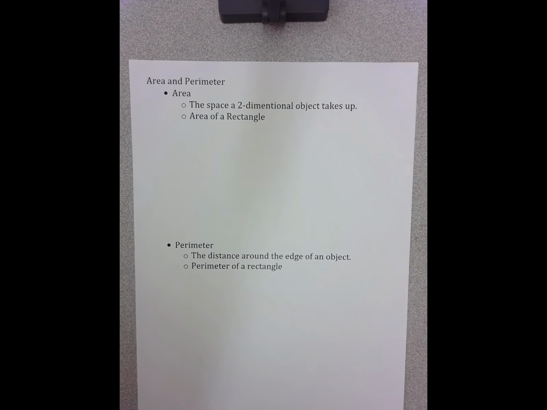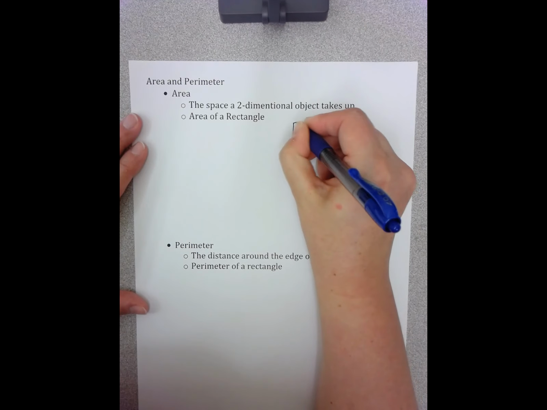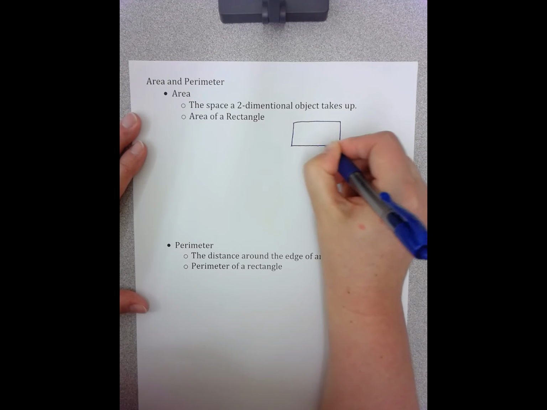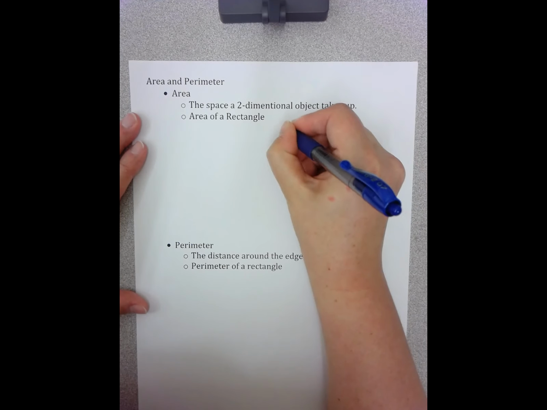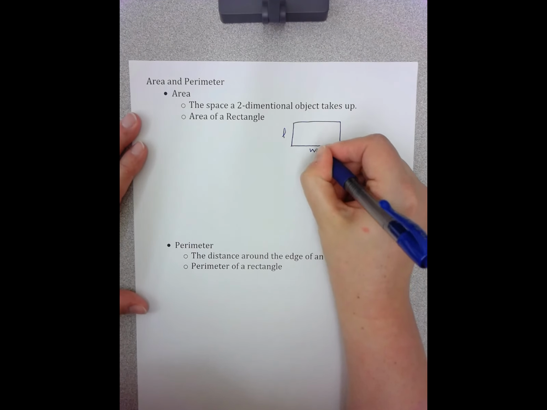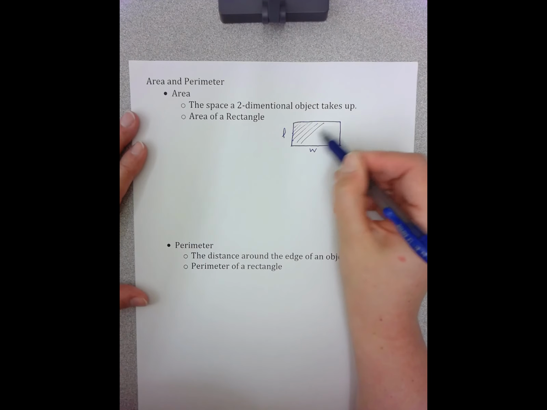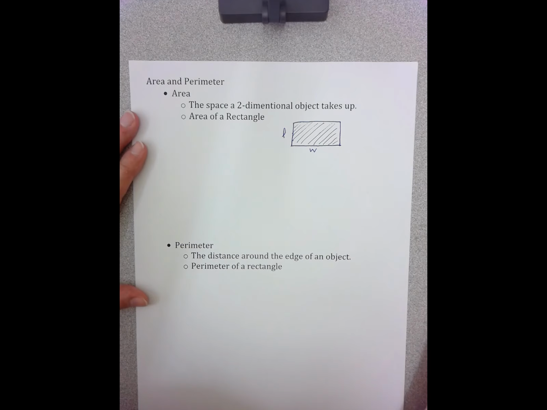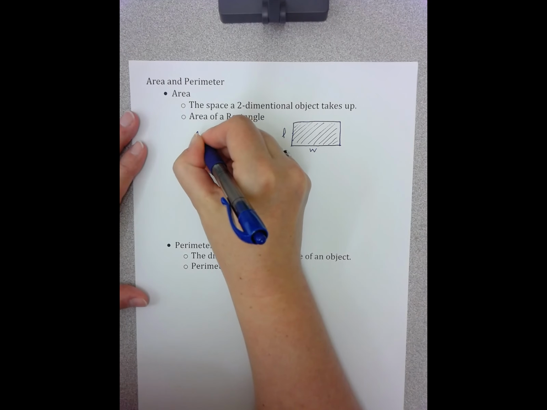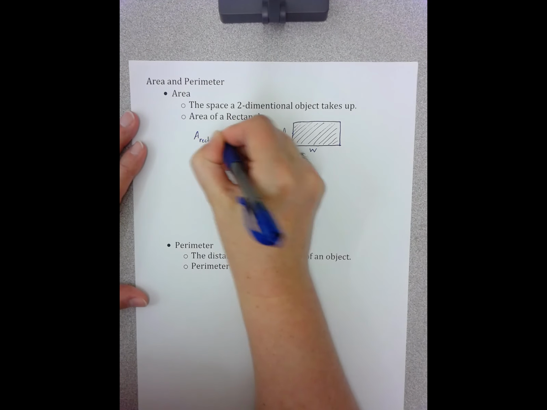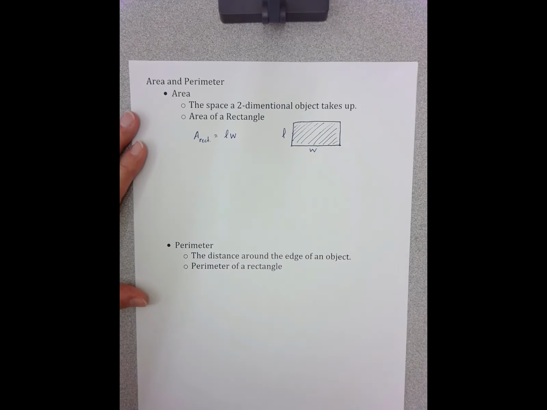So just a reminder, area is the space a two-dimensional object takes up. And what we mean by two dimensions is there are two lengths involved. So if I draw this general rectangle, and I call this length and this side width, the space it takes up is what gets colored in here. And the formula for the area of a rectangle is length times width.